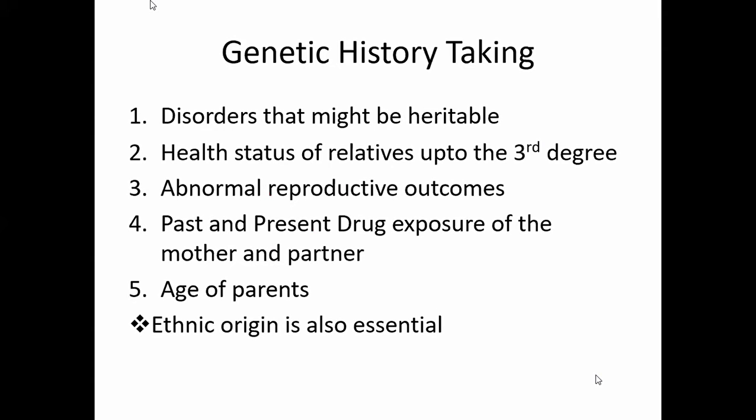So aside from the physical exam and history taking, we also take a genetic history. But there are instances that we only use this. We do this in order to know if there are disorders that might be inherited, and the health status of relatives up to the third degree.